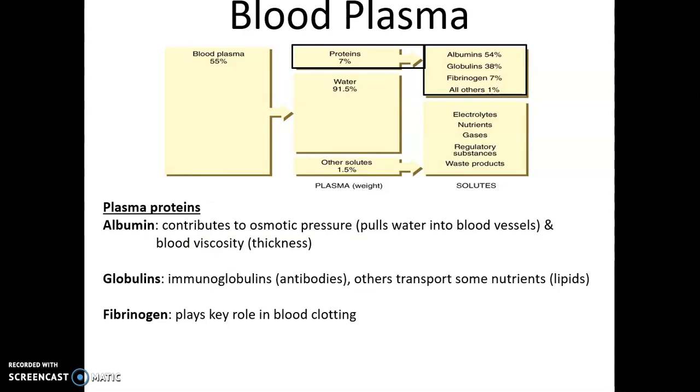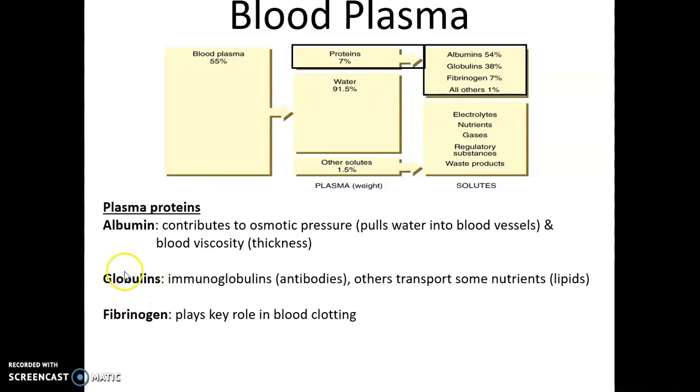So basically, because it's present in the blood plasma, it helps make it so that water wants to enter blood vessels. So it makes there a lower concentration of water in the blood than in other tissues, so water wants to enter the blood vessels. And then albumin also affects blood viscosity, how thick the blood is, and therefore how easy it is to move the blood through the blood vessels.